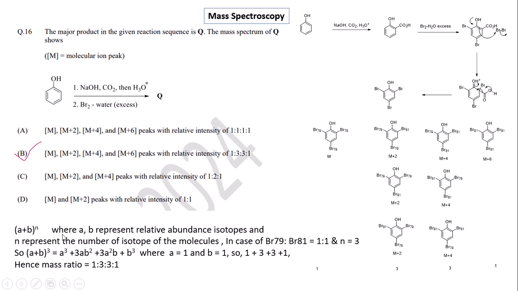1:3:3:1. We can also calculate it from the formula (A plus B) to the power n, where A and B represent the natural abundances of the isotopes, and n is the number of atoms present in the molecule. Here 3 bromine atoms are present, so if we put it in the equation (A plus B) whole cube, from this equation we can easily calculate that the ratio is 1:3:3:1.